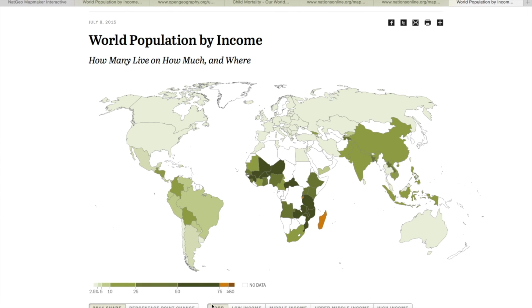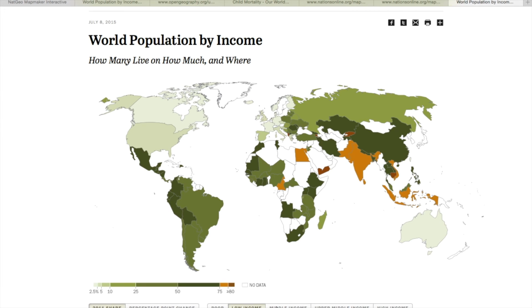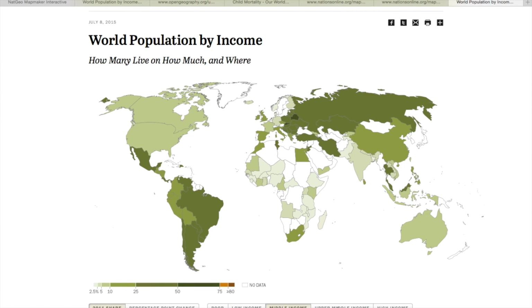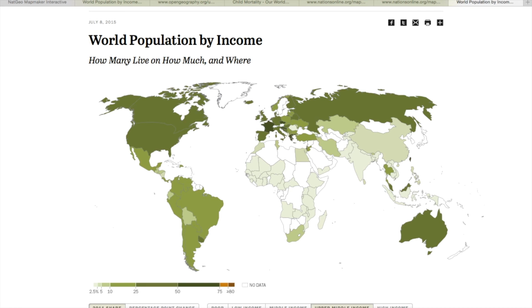In this map, we can see the population per income level: poor income, low income, middle income, upper middle income, and high income.